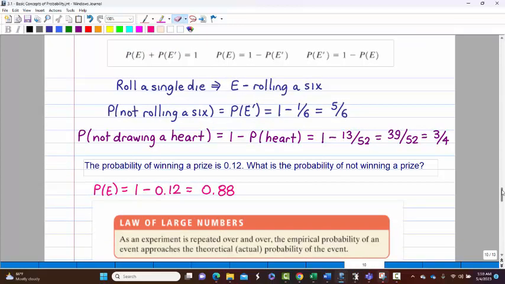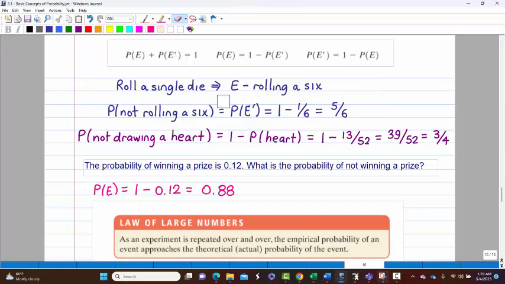For example, let's say the probability it's going to rain today is 60%. Well, that means the complement, which is the probability it's not going to rain, is going to be 40%. In other words, 100 minus 60. So it's 100 when it's percentages. When it's just fractions or decimals, it's 1 here.